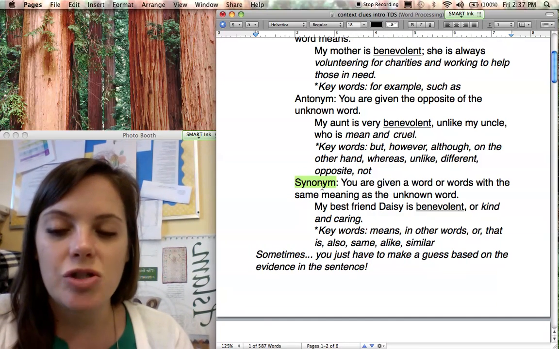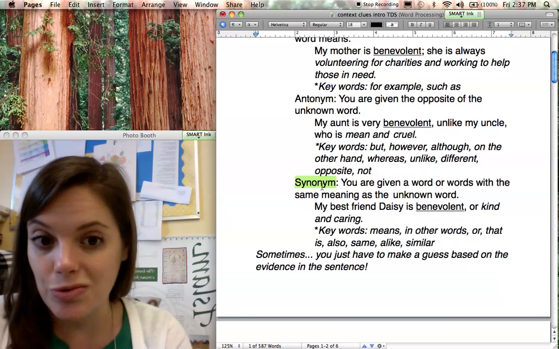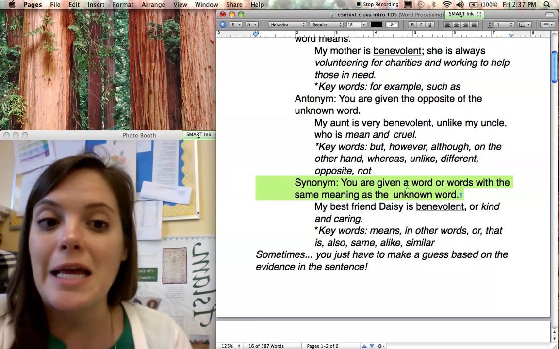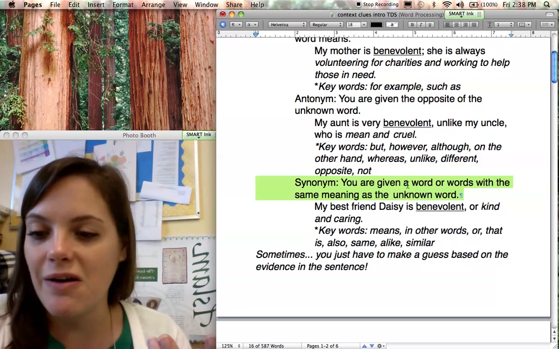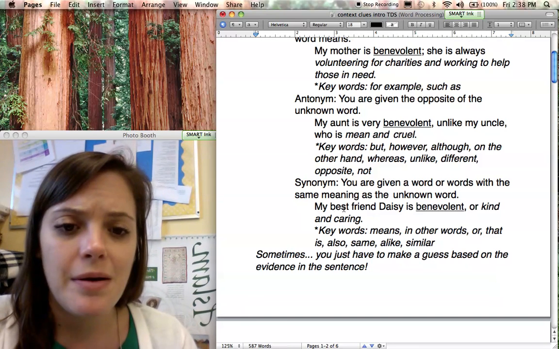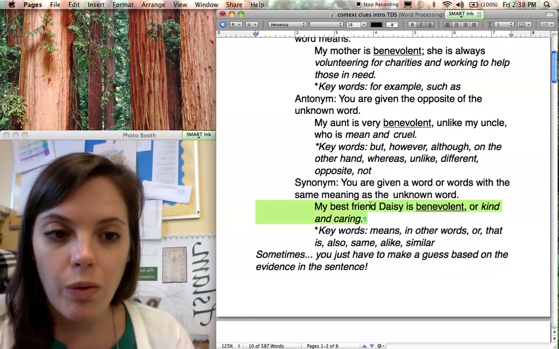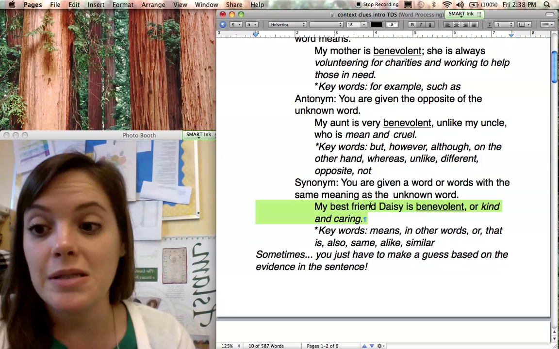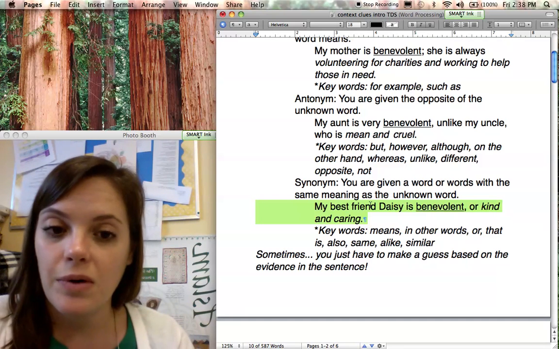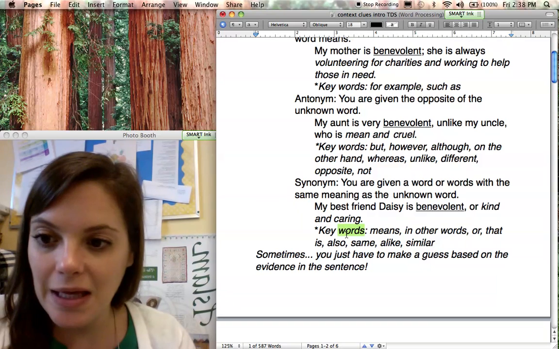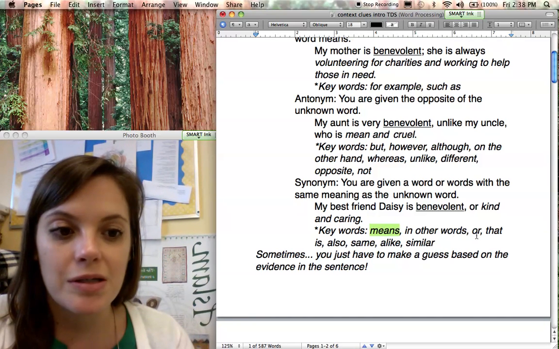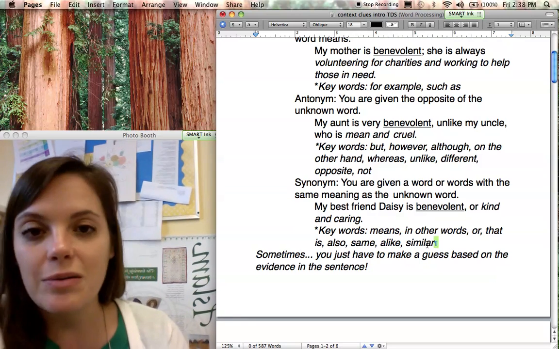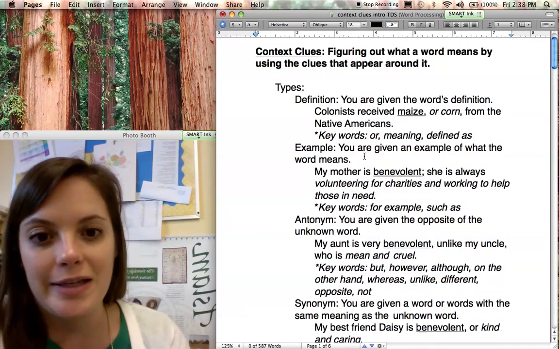All right, last strategy is to look for synonyms to the word you don't know. So they might give you a word or words with the same meaning as the unknown word. This is similar to when they give you the definition. So here's one. My best friend Daisy is benevolent or kind and caring. So this time they gave you synonyms that showed you what benevolent means. So some keywords you might see when you're being given a synonym: means, in other words, or, that is, also, same, alike, similar.